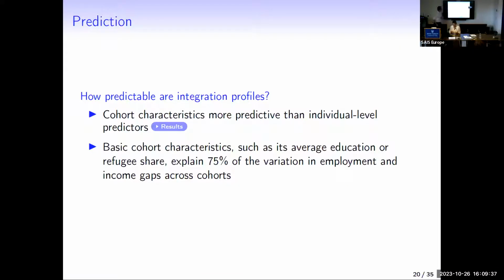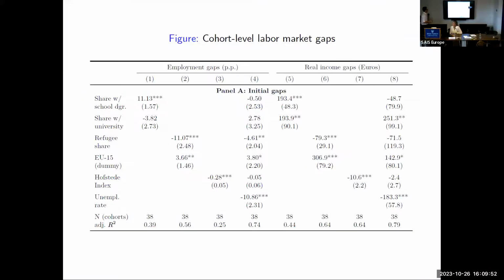Yeah, so what we show in a nutshell is that if you know very basic things about a cohort, such as the average education or the share of refugees in the cohort, you can explain about 75% of the variation that I showed. We have these different profiles for different groups in employment and income. If you want to look at that in terms of a regression, but you don't have to.